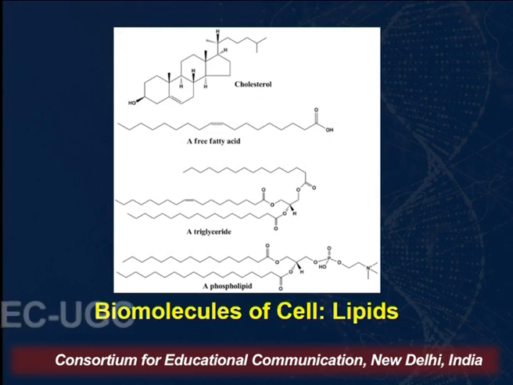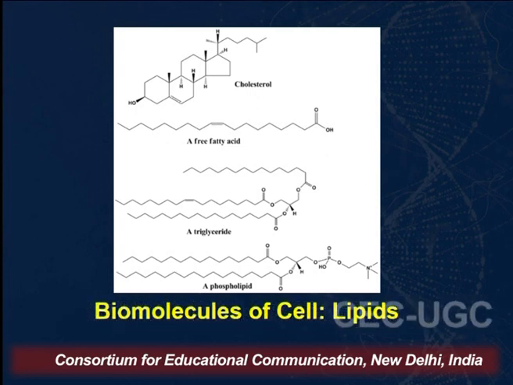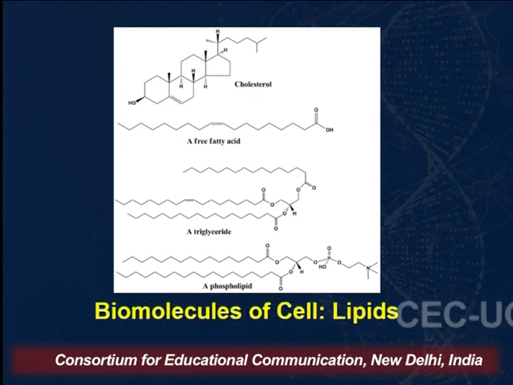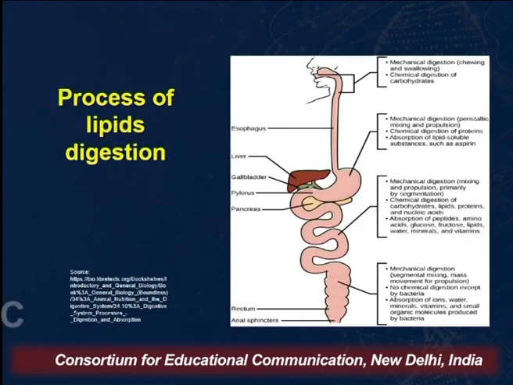Now, various important biomolecules are shown over here, like cholesterol, then a free fatty acid, then the triglyceride, which is a very important part of the fatty acids. The phospholipids are shown over here. These phospholipids play a very important role in the formation and structuring of the plasma membrane. So we can see how exactly these lipid biomolecules are also important to us.